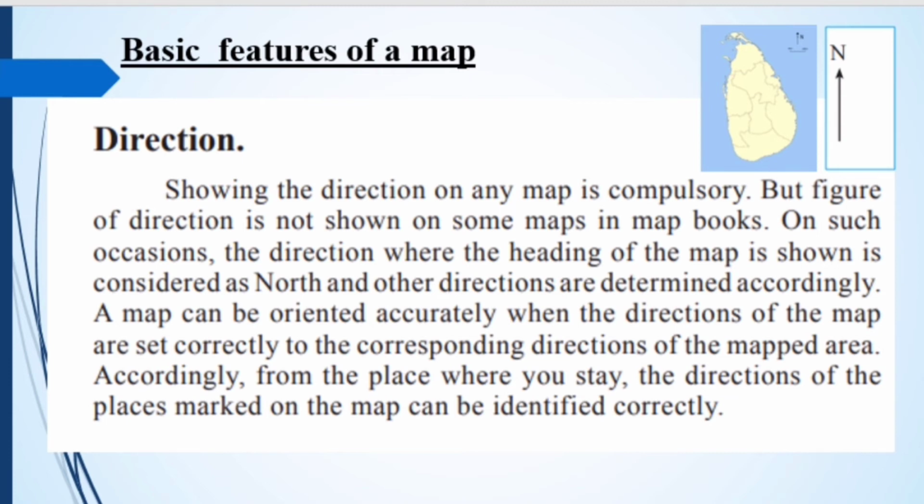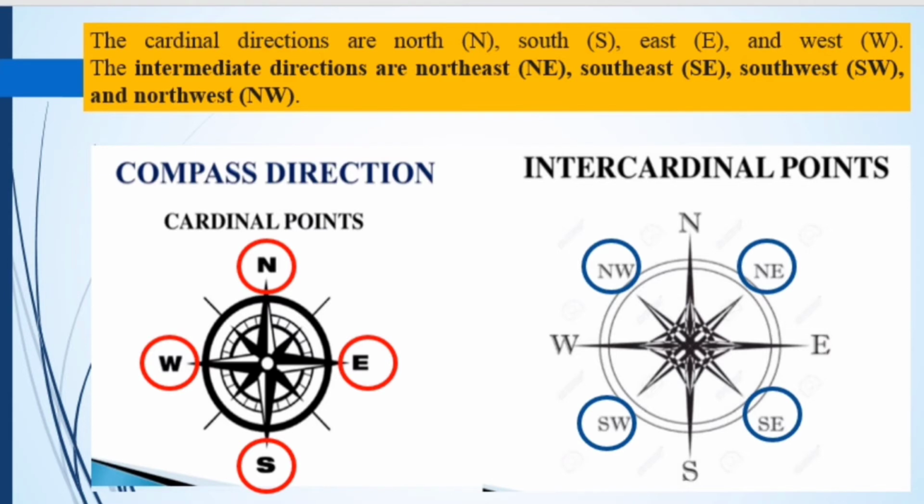Accordingly, from the place where you stay, the direction of the place marked on the map can be identified correctly. There are two kinds of directions that you need to know. Cardinal directions are north, south, east and west. Intercardinal directions are northeast, southeast, southwest and northwest.